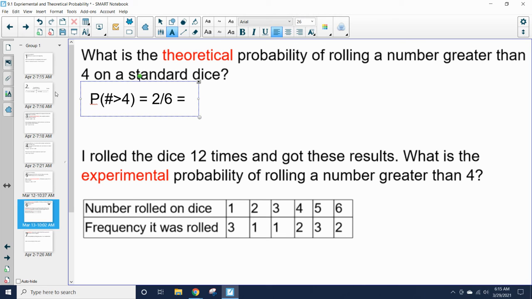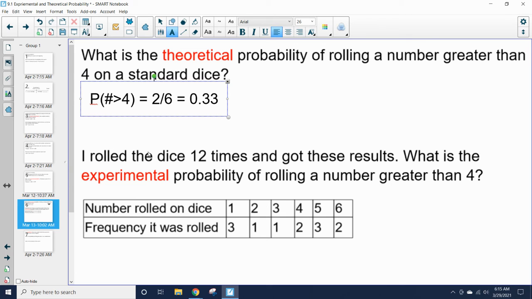So if I divide 2 by 6, that gives me 0.33 repeating. So I can just do 0.33 as my decimal. So this is the theoretical probability of rolling a number greater than 4.